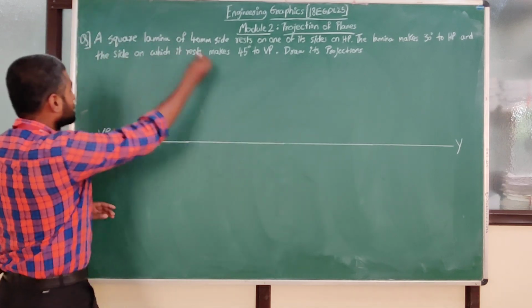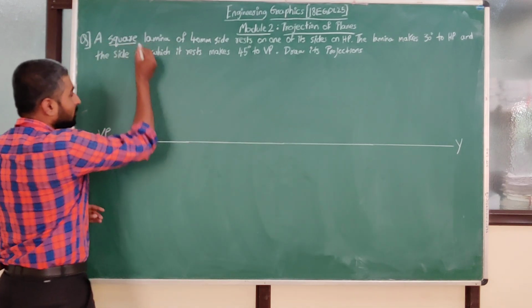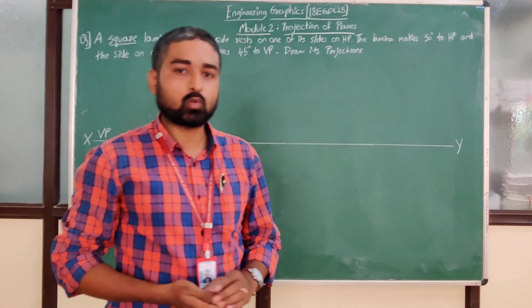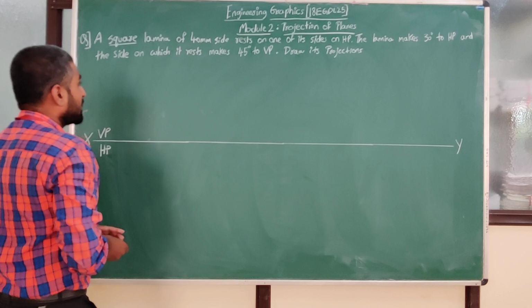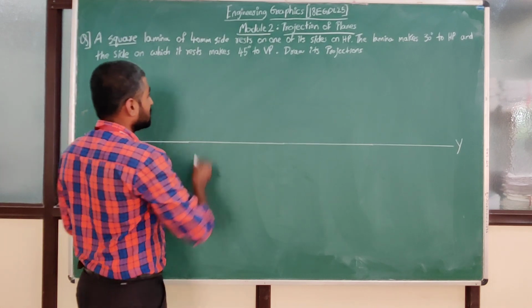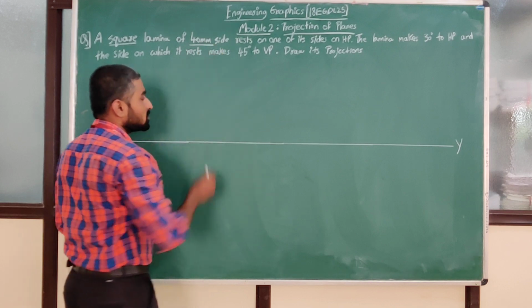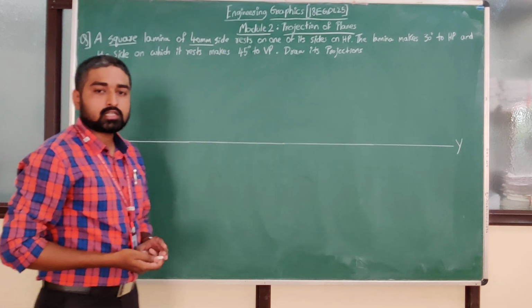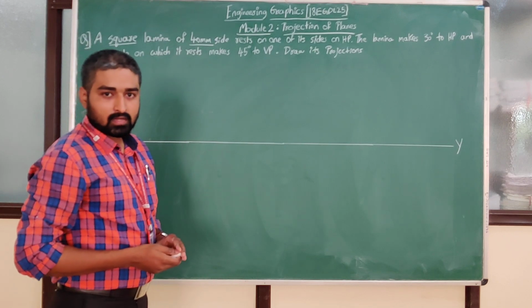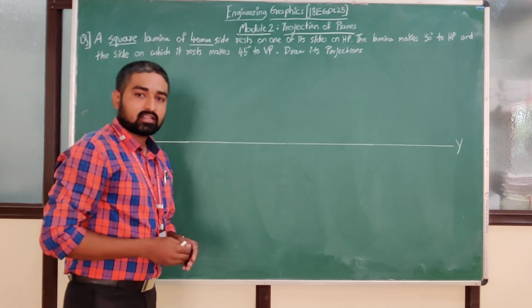The first one is nothing but the type of lamina. So what type of lamina are we drawing here? It is nothing but the square lamina. Second, what is the length of the lamina? That is already stated in the given question, that is 40 mm. Next, the third thing we have to remember is on which side it is resting.